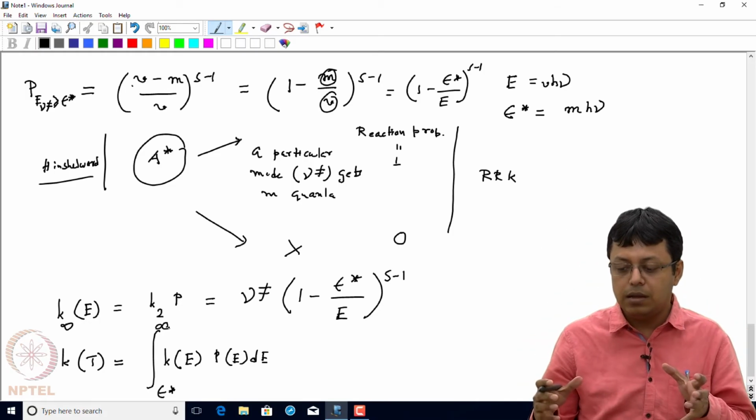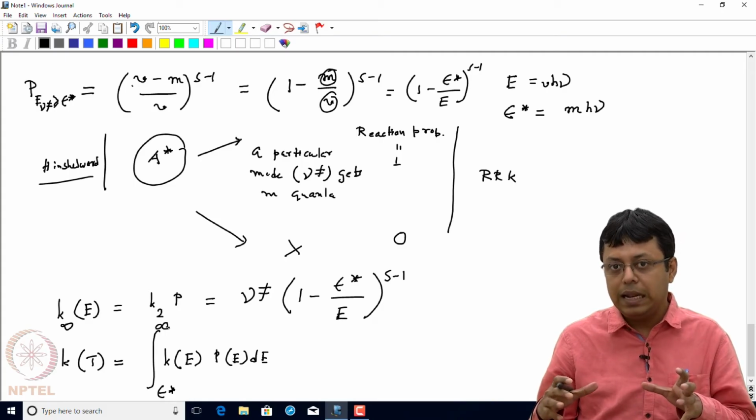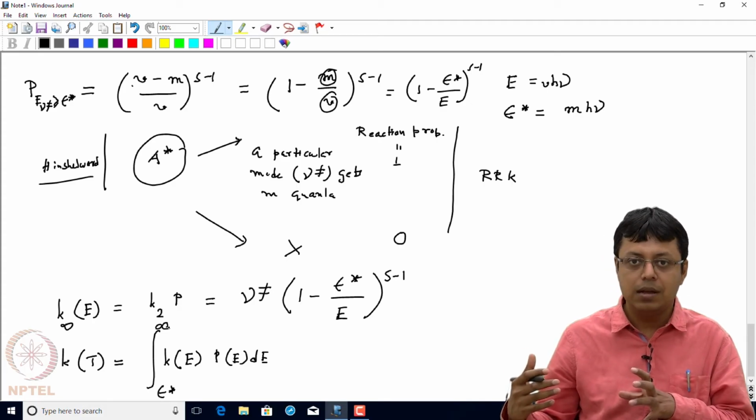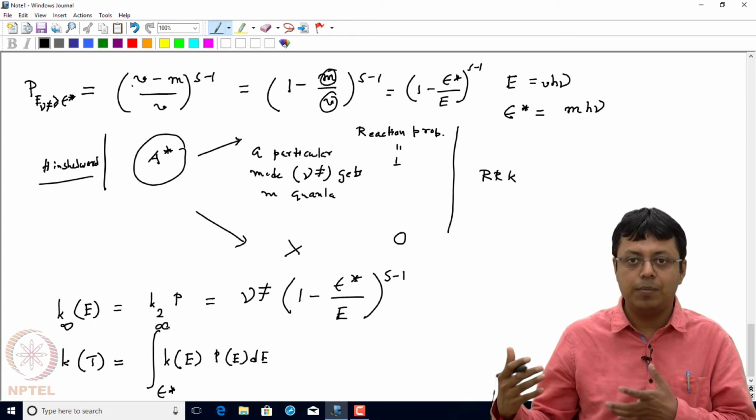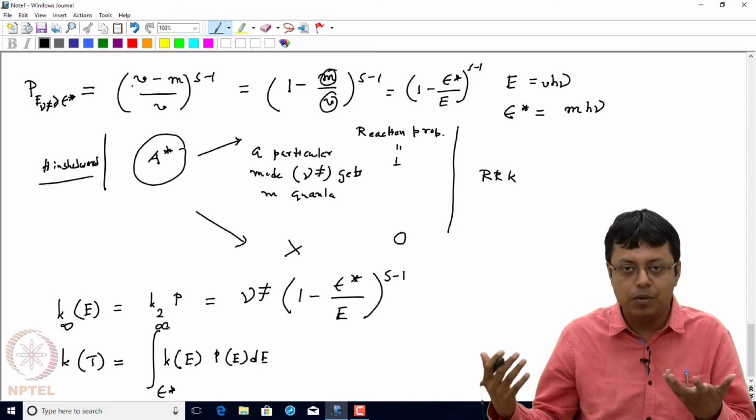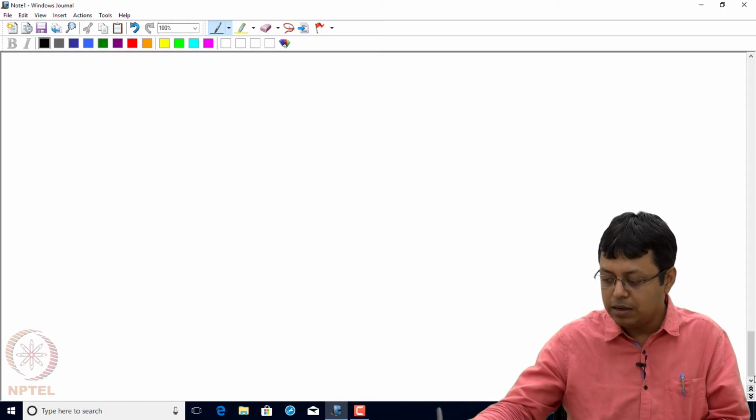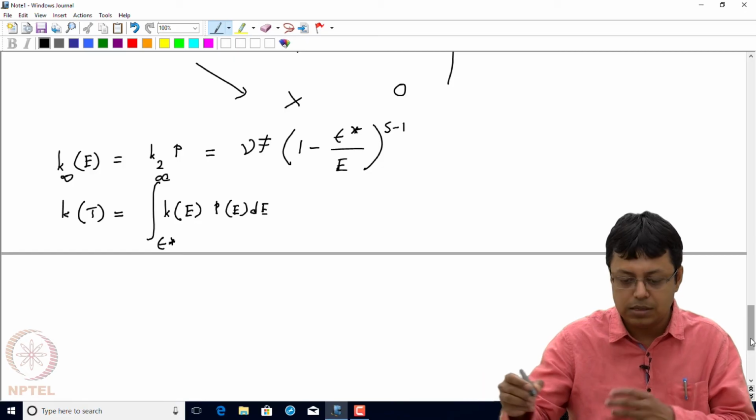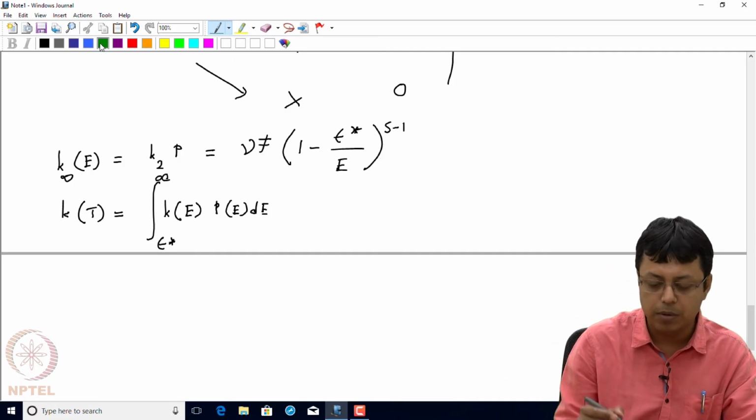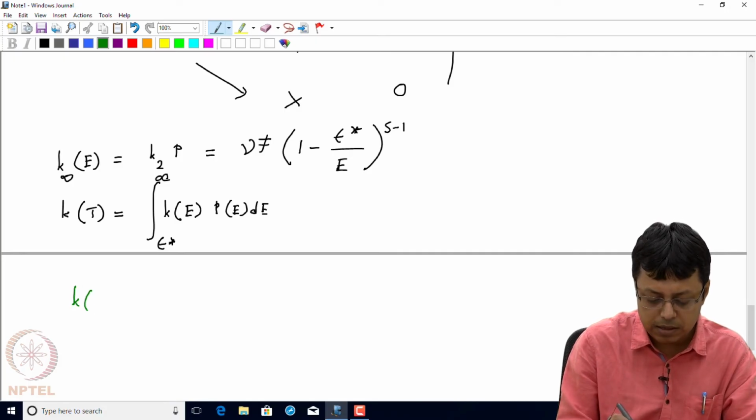Because if everything is below E star, then there is no question of there being m quanta. There are less than m quanta, and there is no chance that this one particular degree of freedom will get n quanta, because there is no m quanta to begin with. So finally, if we do all this integration, again we cannot show it because it's beyond the scope of discussion, you will get the RRK rate expression. It's a very simple rate expression.